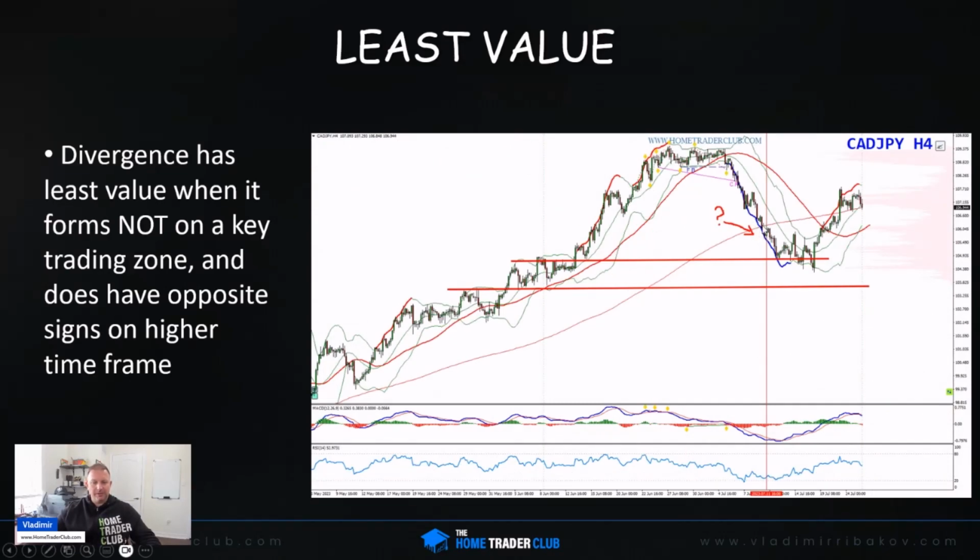Where are we? In the middle of nowhere. That's higher time frame, right? I love the levels from higher time frame. We're in the middle of absolutely nowhere. How can we do anything here? We can't. That's the bottom line.